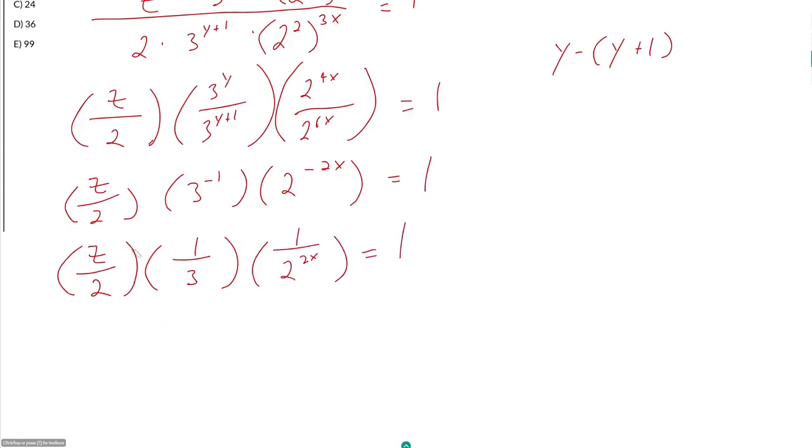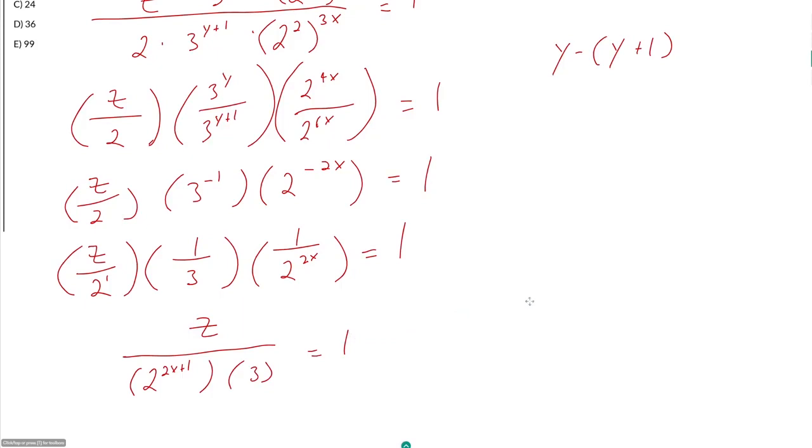So now this just leaves me with a z up top, all over, I have a 2 to the first times 2 to the 2x. So that is 2 to the 2x plus 1, times 3, all equal to 1.